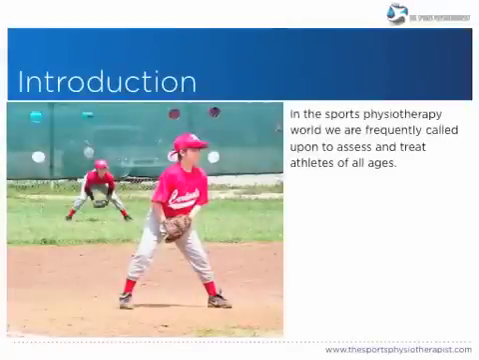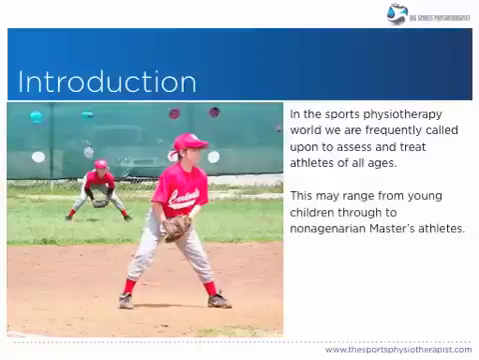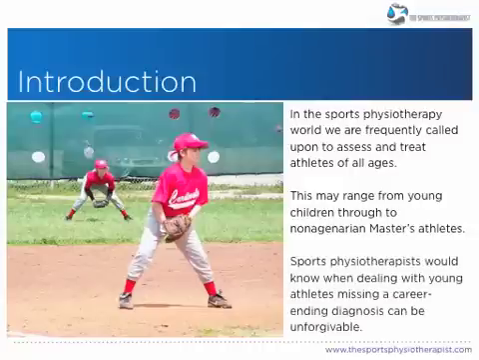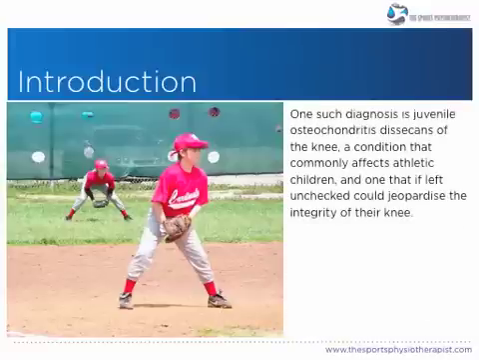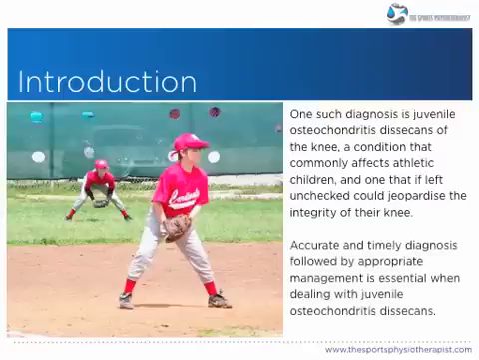In the sports physiotherapy world, we're frequently called upon to assess and treat athletes of all ages. This may range from young children through to nonagenarian masters athletes. Sports physiotherapists would know that when dealing with young athletes, missing a career-ending diagnosis can be unforgivable. One such diagnosis is juvenile osteochondritis dissecans of the knee, a condition that commonly affects athletic children and one that, if left unchecked, could jeopardise the integrity of their knee. Accurate and timely diagnosis, followed by appropriate management, is essential when dealing with juvenile osteochondritis dissecans.